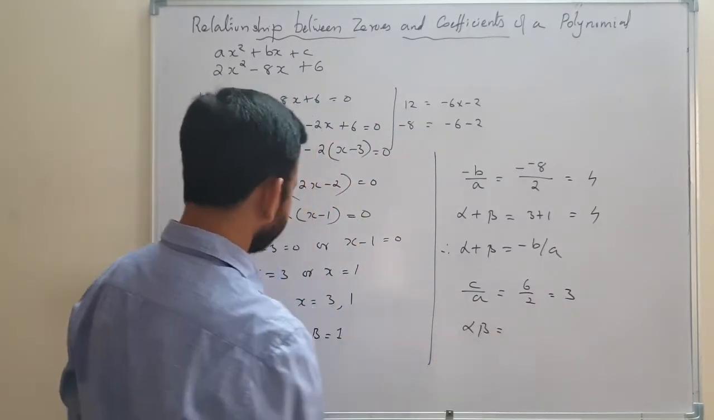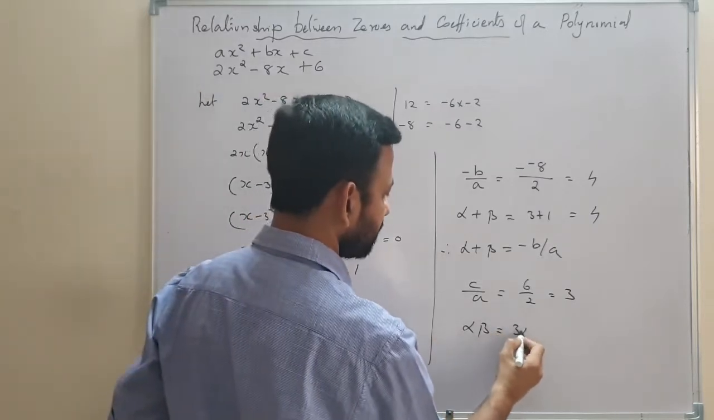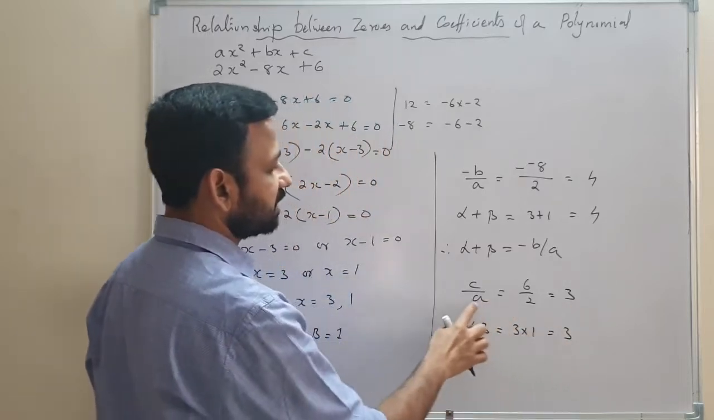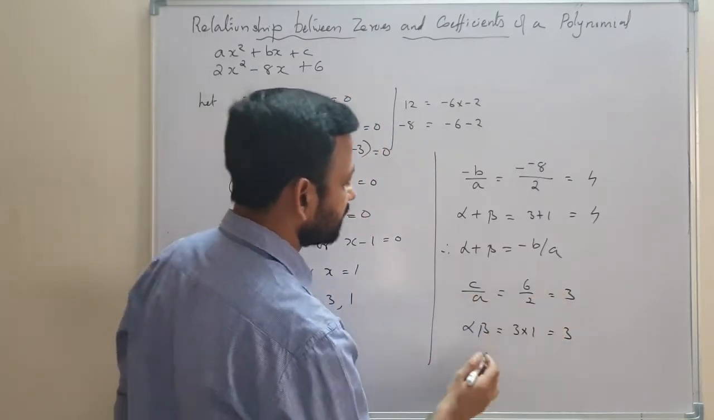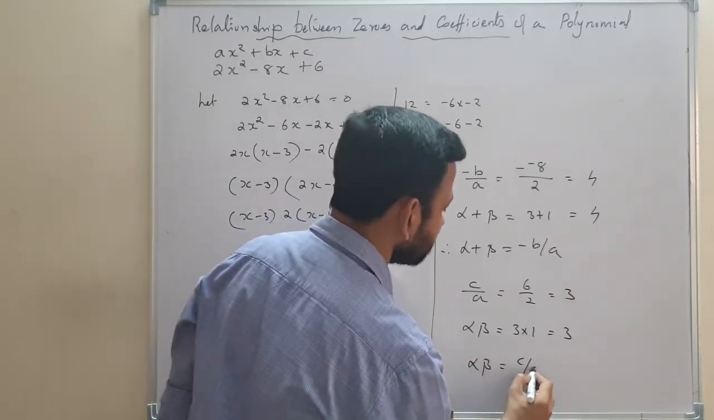Alpha into beta, alpha into beta, that is 3 into 1. 3 into 1, that is also 3. So alpha into beta is 3 and c by a is also 3. So here we can write alpha into beta is equal to c by a.